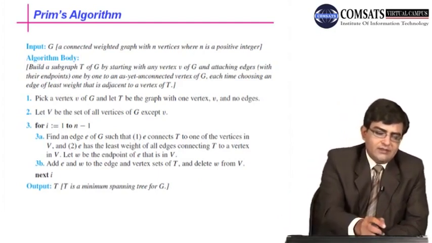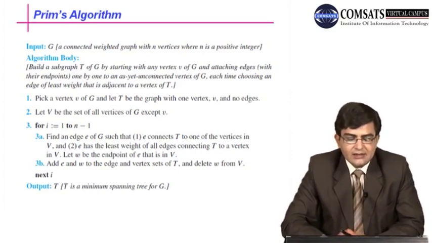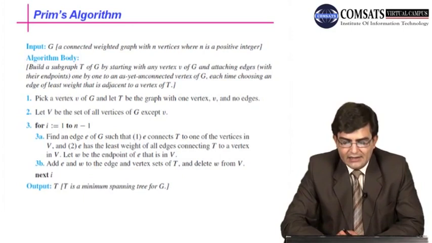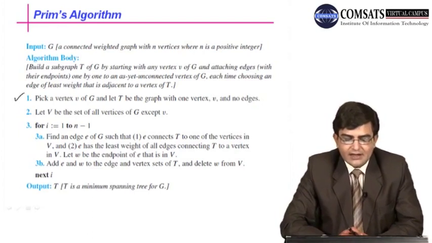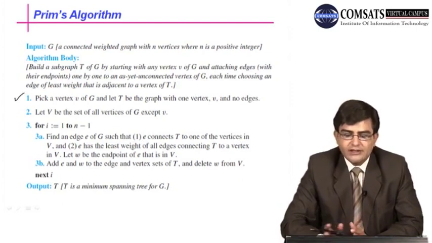Algorithm body: basically this algorithm builds a subgraph T of G by starting with any vertex v of G and attaching edges with their endpoints, one by one, to an as yet unconnected vertex of G, each time choosing an edge of least weight that is adjacent to a vertex of T. So the first step in this algorithm is to pick a vertex v of G and let T be the graph with one vertex v and no edges. That is, we remove all the edges from that graph.